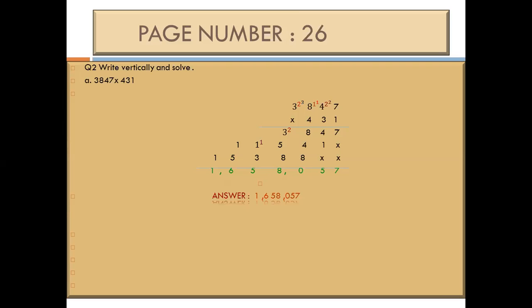Then 3 fours are 12. We already carry 2 there. 12, 13, 14. We put here 4 and carry 1 on 8. 3 eights are 24 and 1, 25. We write there 5 and we carry 2 over there. 3 threes are 9 and 2, 11. Now the second is completed. The tens place multiplication is completed.